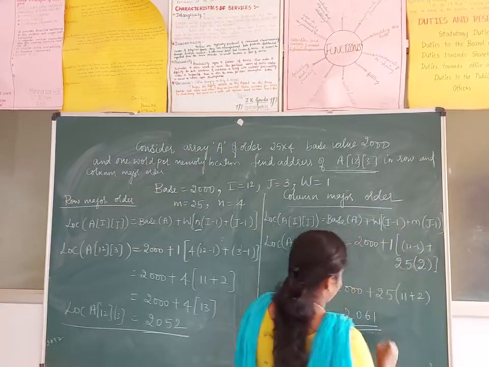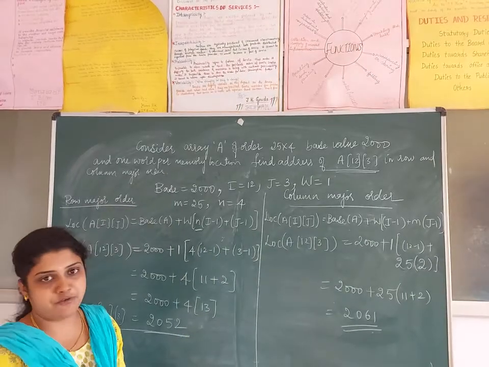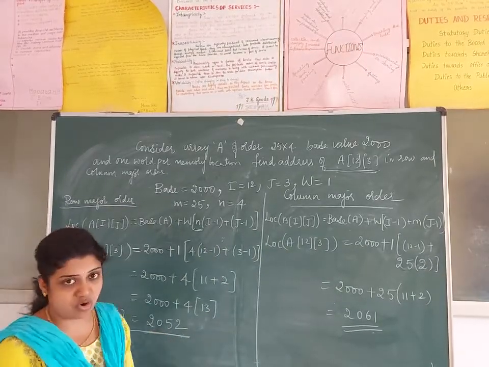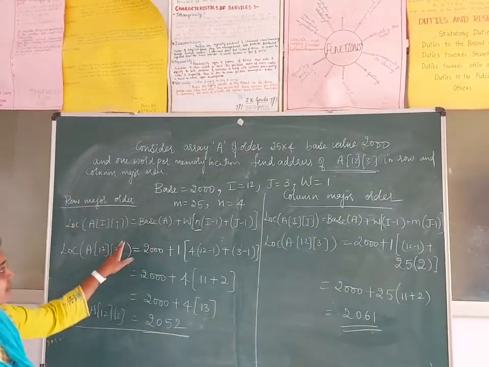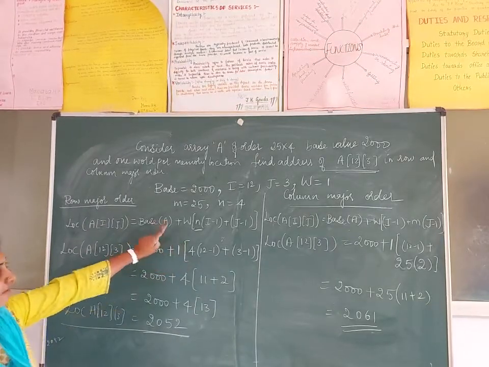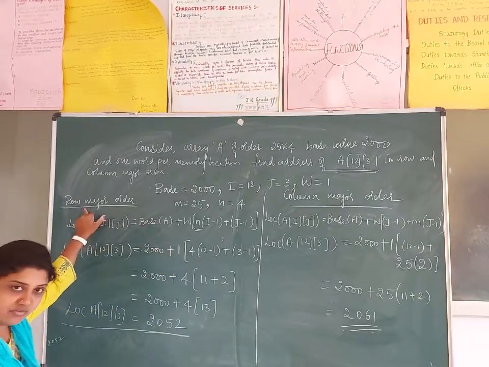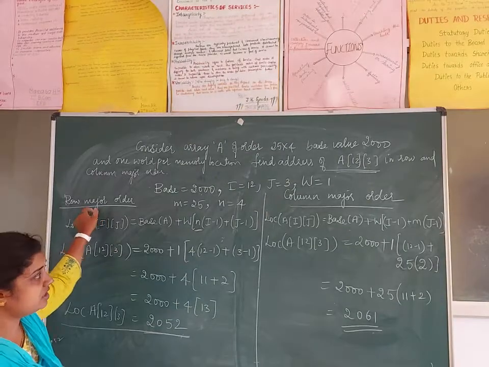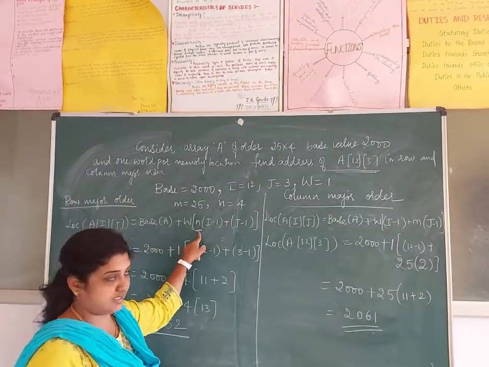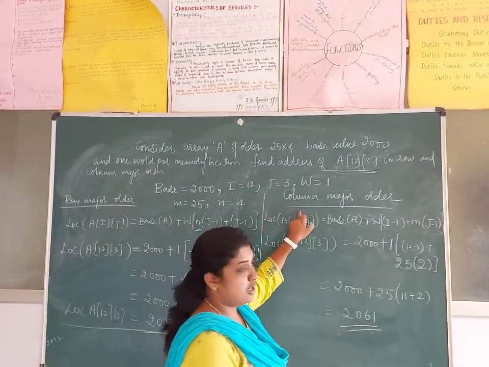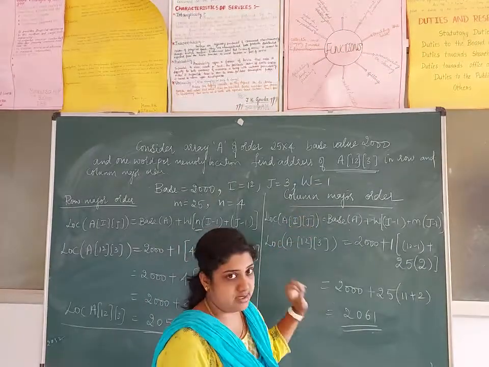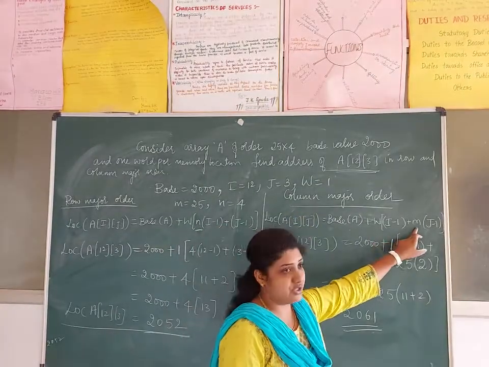You will get 2061. Okay, like this you are going to find the row major order and column major order. And this formula is very important. Whenever you are calculating row major order, you have to consider the column size, that is n. Whenever you are finding column major order, you have to consider the row value, that is m.